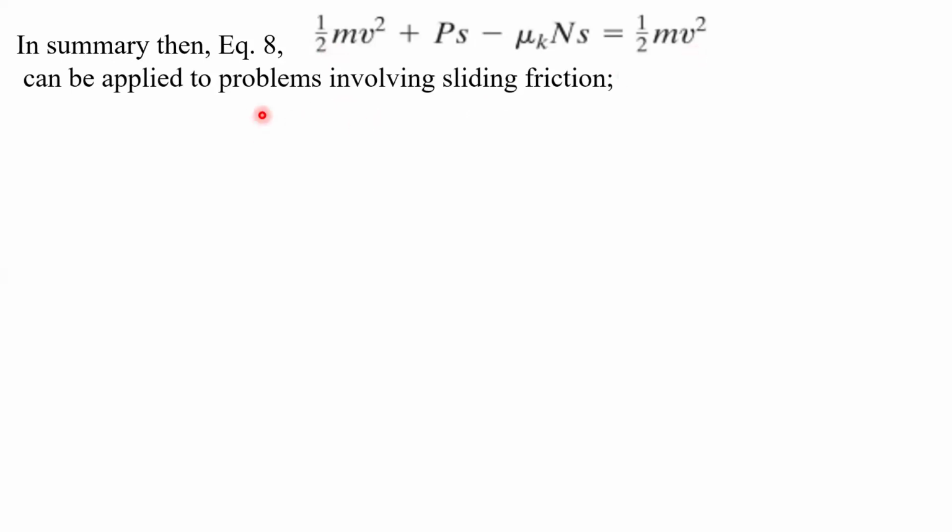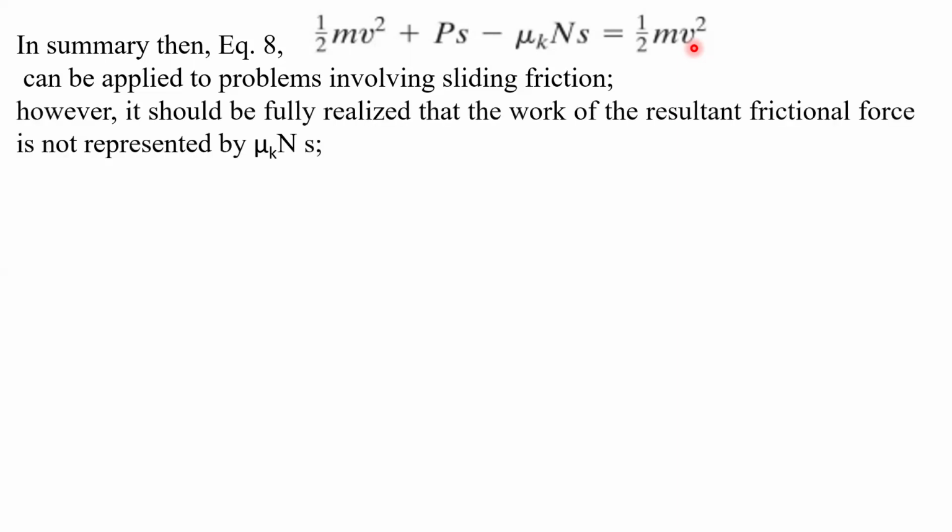In summary, this is equal to this. So this equation can be applied to problems involving sliding friction. That is, this equation, half m v squared plus P S minus mu k N S is equal to half m v squared, can be applied to sliding friction.